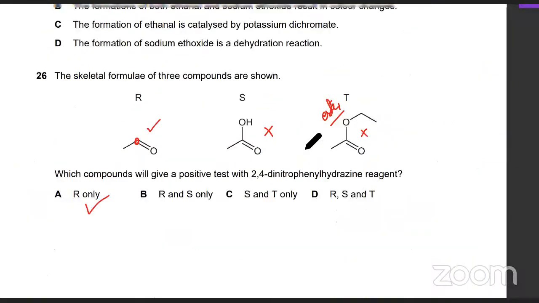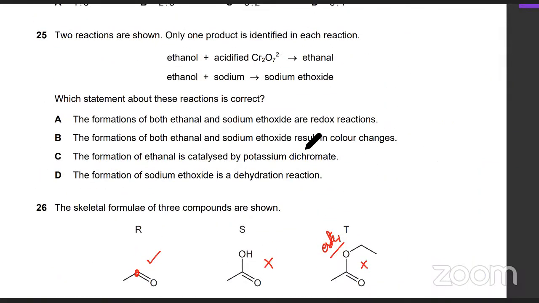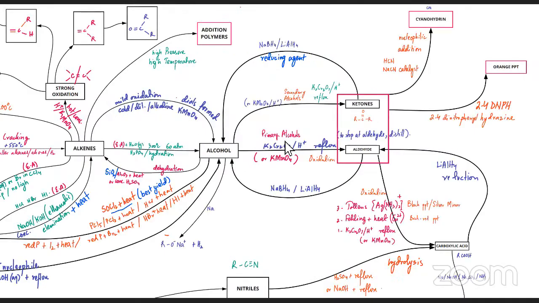So coming back. Next one is ethanol gets oxidized by potassium dichromate(VI), and it forms an aldehyde. Ethanol reactions, which statement about these reactions is correct? The formation of both ethanal and sodium ethoxide are redox reactions. Is that true or not? The first one is true because that is oxidation. The potassium dichromate(VI) is oxidation. It's a primary alcohol and it turns into an aldehyde. It's this reaction over here.